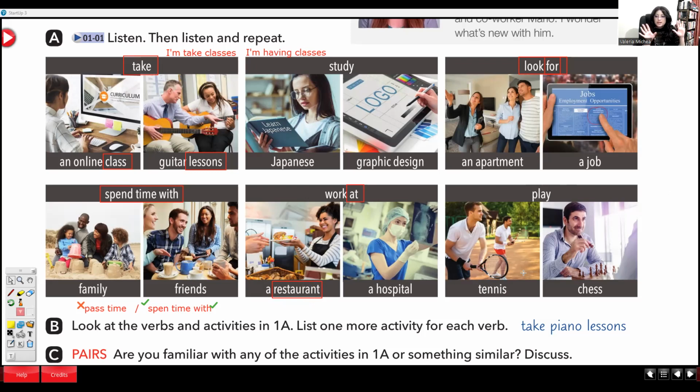And finally we have play, which I think is correct. We know how to use the verb play. We can use play to talk about sports like this one, or to talk about an instrument. For example, I play the guitar, and any other instrument. Okay, so that's it.